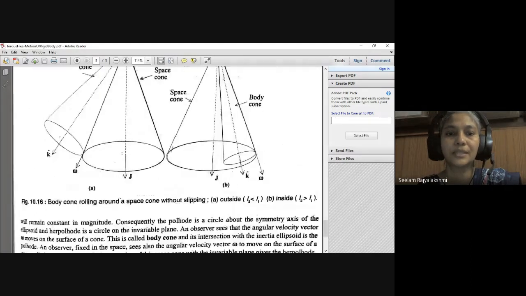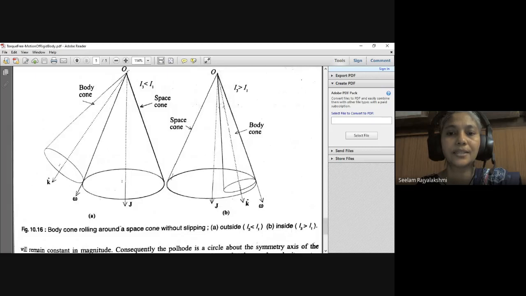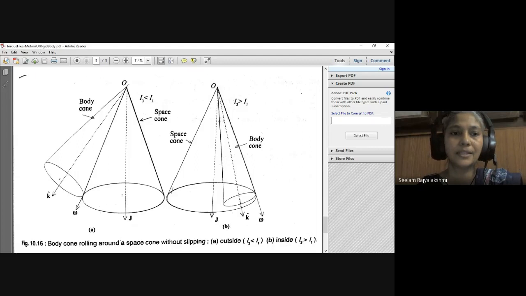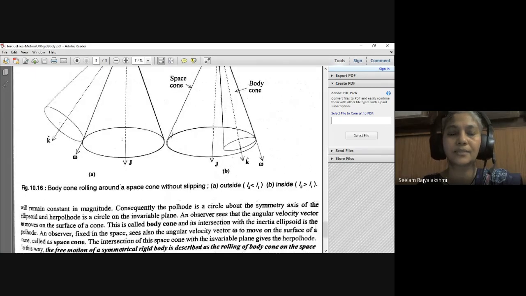Suppose we consider when I3 is less than I1. This is the body cone, and this is the space cone. So the body cone is outside the space cone. When I3 is greater than I1, the body cone rolls inside the space cone. So the body cone rolls around the space cone without slipping.